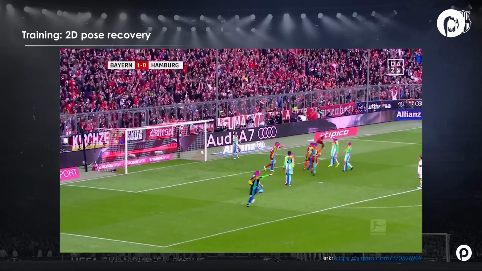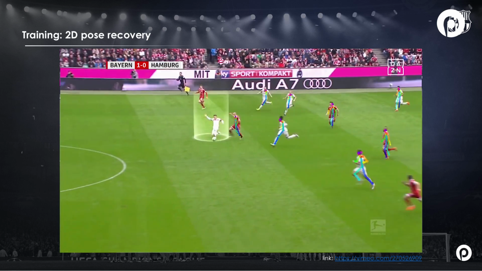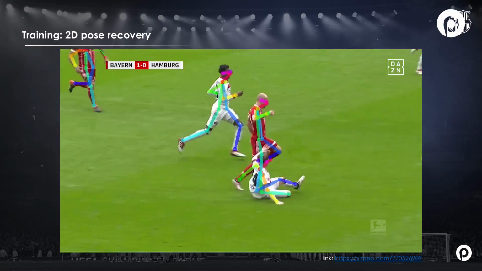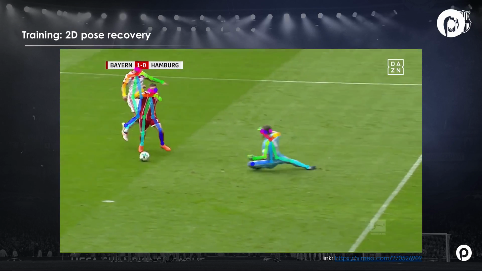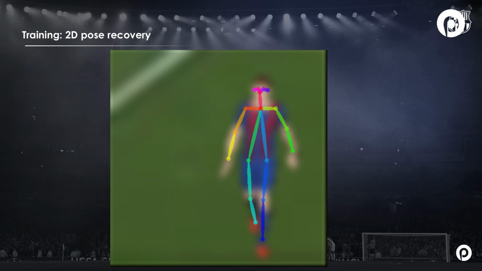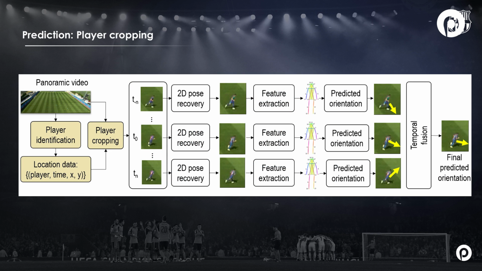OpenPose gives us the 2D pose of each player in the picture, and it also draws it in pixel space. As you can check, OpenPose detects all people, more or less. So we passed our pictures through OpenPose, and it detects this skeleton. Moreover, we compute some triangles, the area of the triangles, useful for detecting the orientation. And that's all, and we train our model.